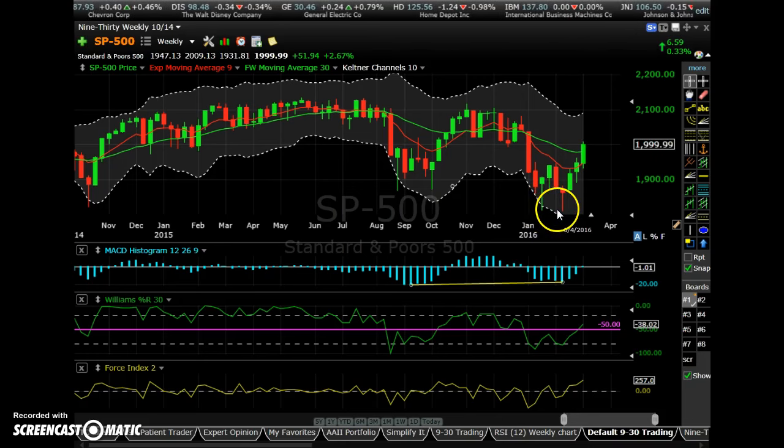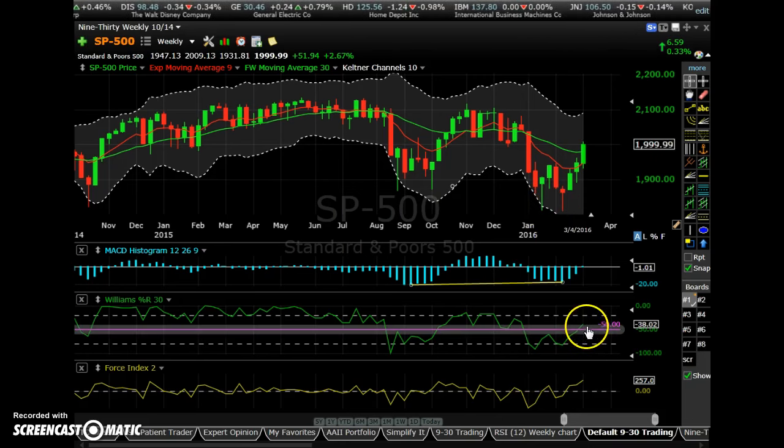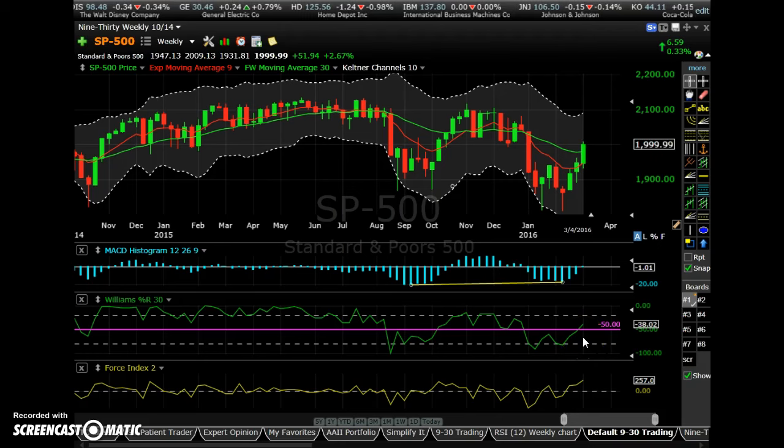Now we have Williams percent R on the weekly chart crossing above the 50% line. We saw last weekend that it was sitting just below the 50% line. I pointed out that I'd like to see it cross above that in order to feel more confident we get further upside to this short-term trend at least.